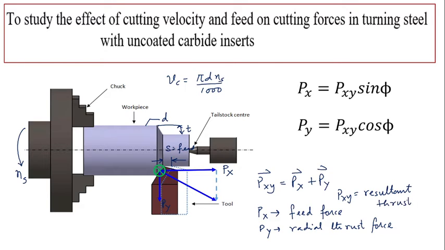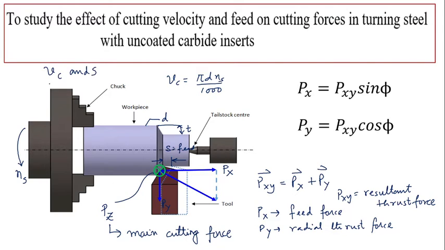So either it is called resultant thrust force or thrust force, depending on which particular book you are using. This is the force which is being applied by the job on the tool in the vertically downward direction, that is Pz. It is called the main cutting force. So we are going to study today the effect of Vc and S on some of these forces.